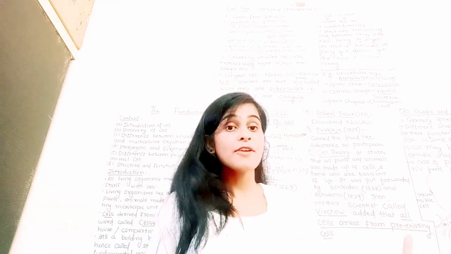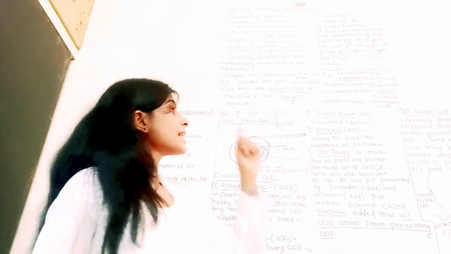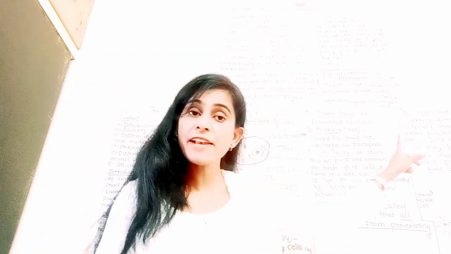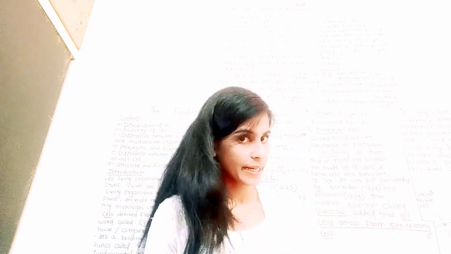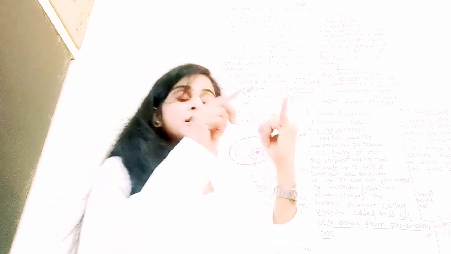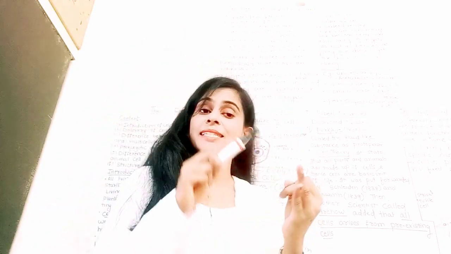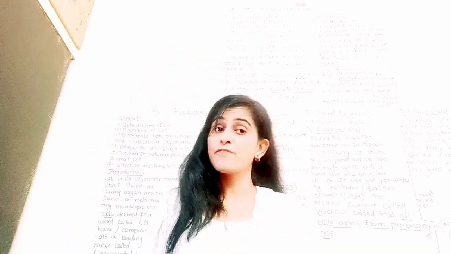And which is the longest cell now? The longest cell is our nerve cell, which is about 90 centimeter or more. The smallest is mycoplasm, the largest cell is the ostrich cell, and the longest one is the nerve cell, which is more than 90 centimeter in size, guys.